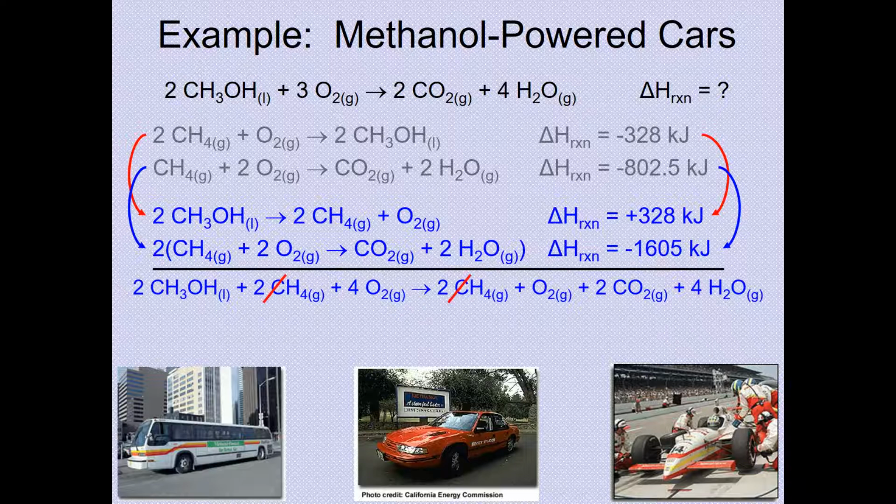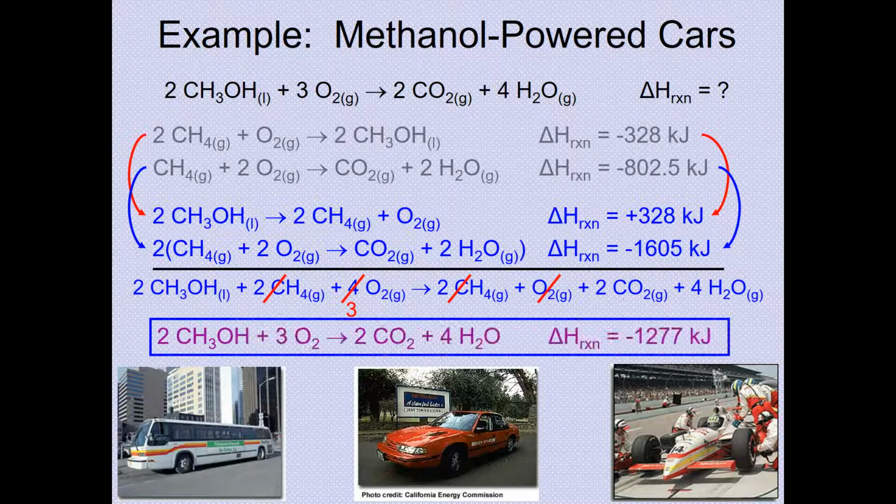We cancel the things that appear on both sides. And we'll notice that we had 1 oxygen over here and 4 over there, so one of them cancels out, but not all of them, which makes that oxygen a 3. So we get our final equation that we were looking for. They should match. And then we just added those two things together for a total of negative 1,277.